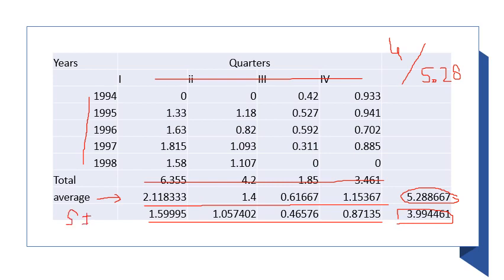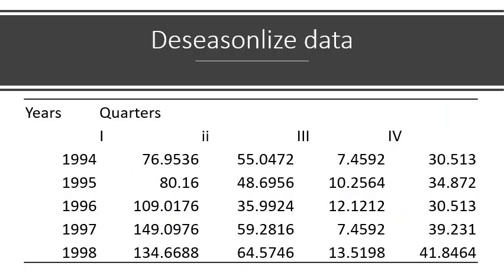Now this column will be used to deseasonalize our data. I multiplied the seasonal index of quarter first with the quarter first values and obtained these values. Similarly, for quarter second, I multiplied the seasonal index of quarter second by the quarter second values of all the years, and so on. We have this deseasonalized data.